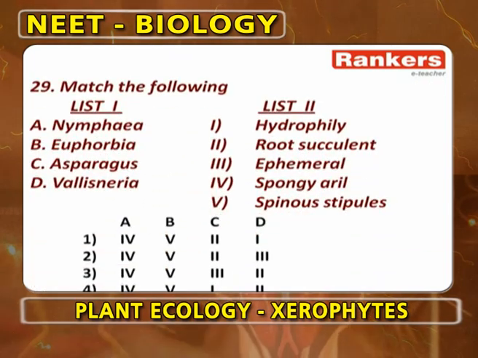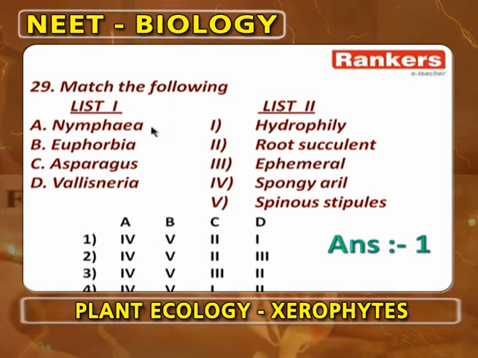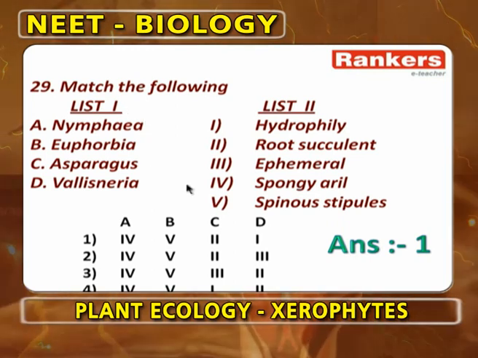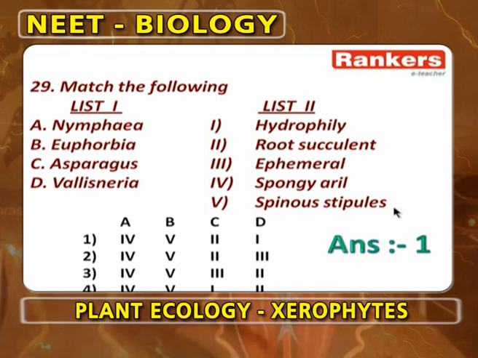Fourth option. This is a matching column. Match the following. List 1: Nymphaea, Euphorbia, Asparagus, Vallisneria. List 2: Hydrophily, root succulent, ephemerals, spongy arils, spinous stipules. First option: A4, Nymphaea, spongy arils.